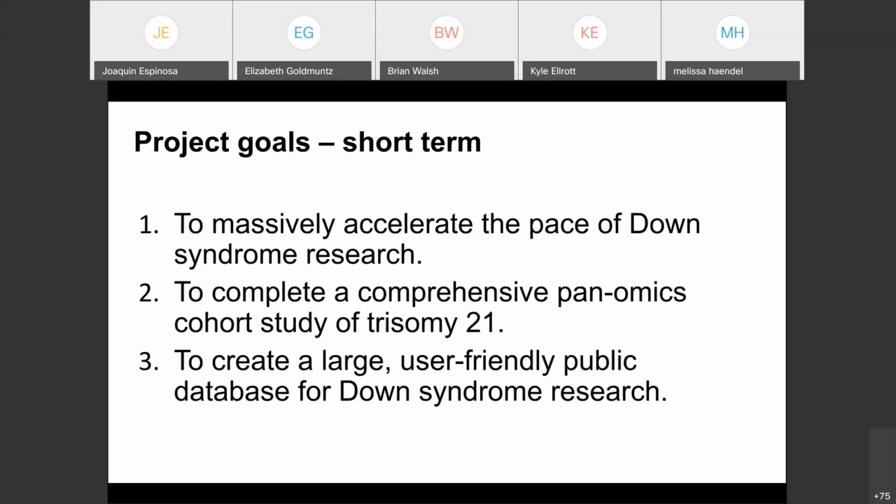So the Trisom project, the goals are, of course, to accelerate the pace of Down syndrome research by completing a comprehensive panomics cohort study of trisomy 21 and create a large user-friendly public database for Down syndrome research. Next slide.